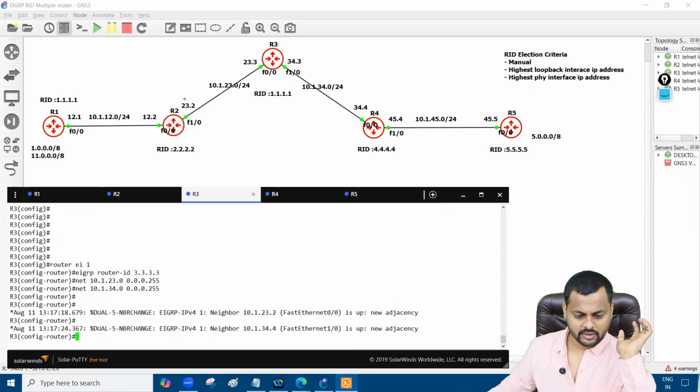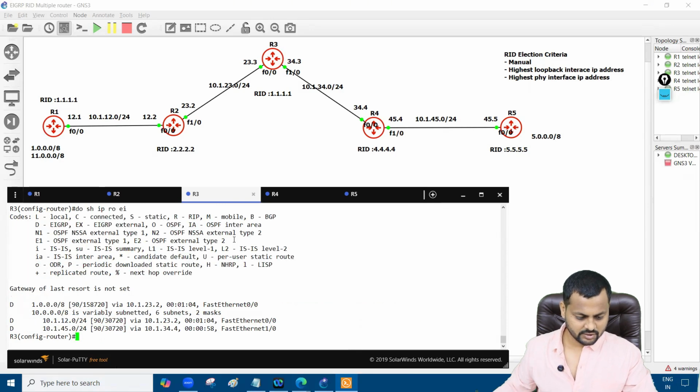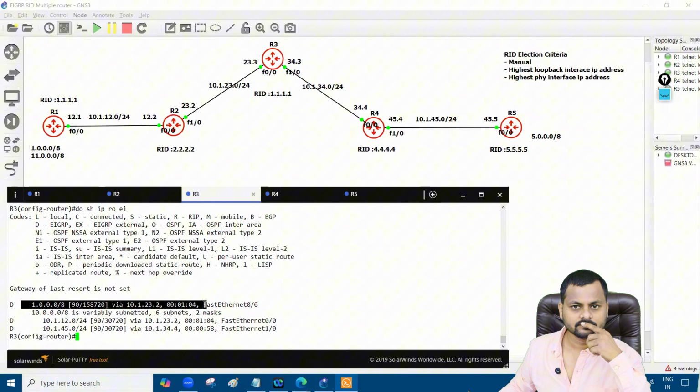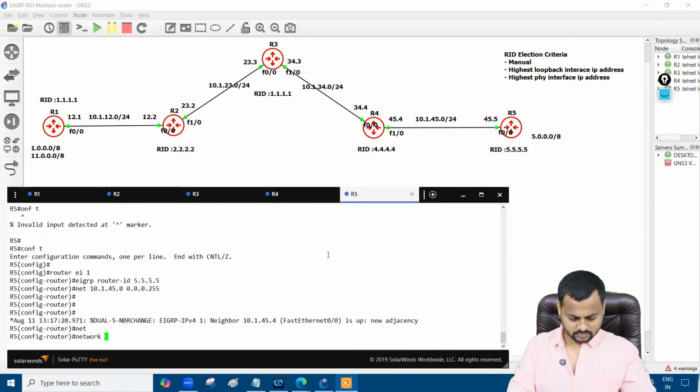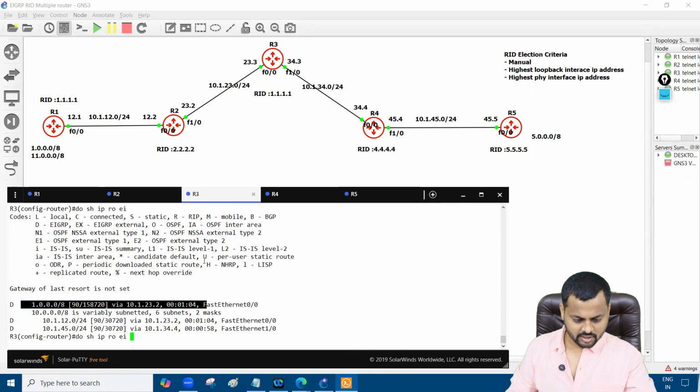If you go to R3 right now, R3 will not have the route. Show IP route EIGRP. They do not have it. Let's advertise this route as well. I forgot to advertise it. So 5.2, that's my loopback. So let's check it now again.